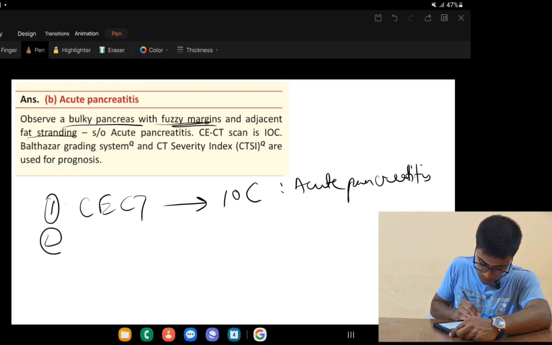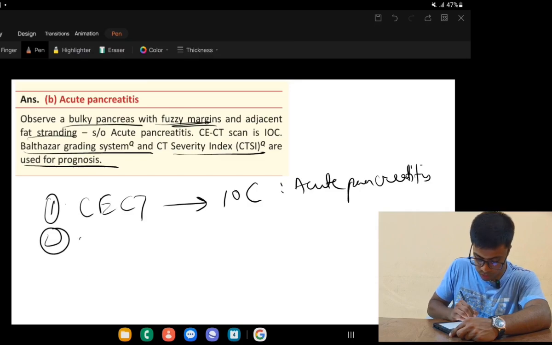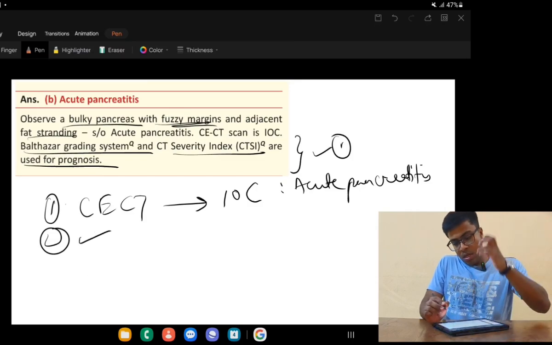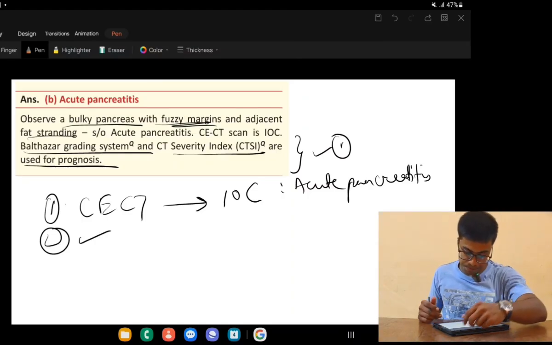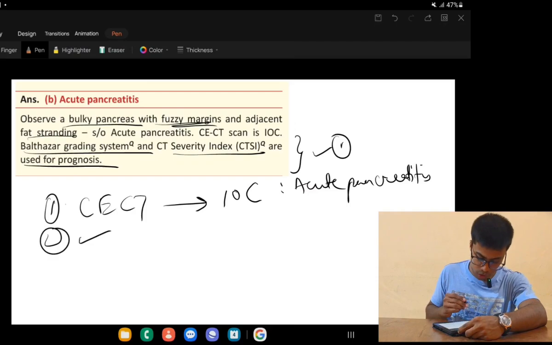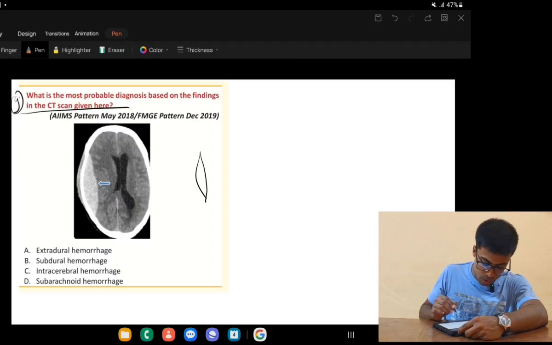Balthazar grading system and CT severity index are used as prognosis. This is also a one-liner that can be asked, because in FMG, they ask one-liners sometimes, sometimes they won't. It depends. But let's see. So two more questions we have added. Now coming to this question.